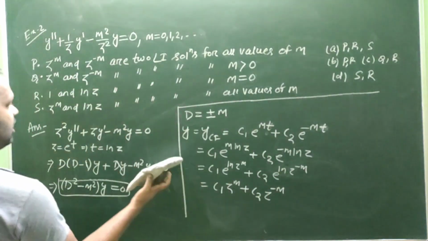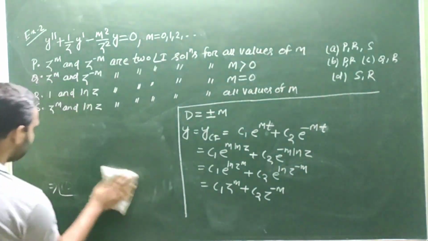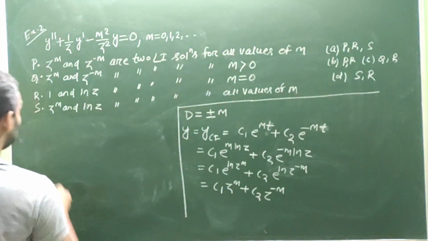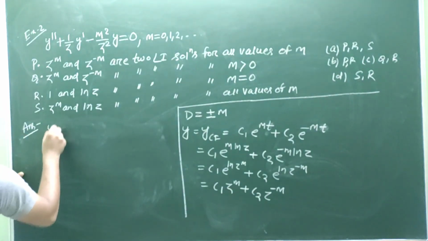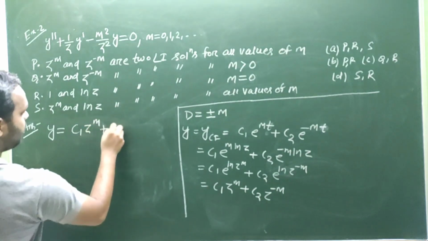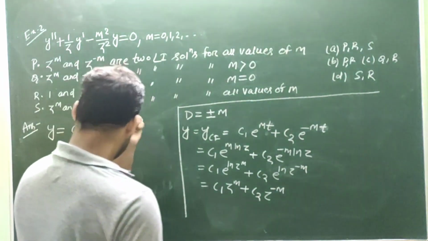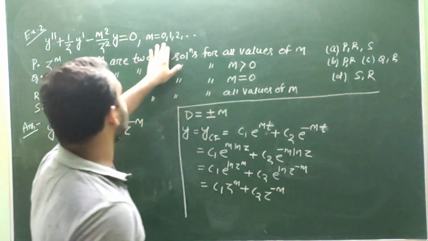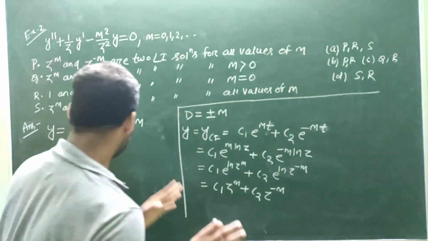Let me write it down here and let's do some analysis. This is a very interesting part. I enjoy this kind of question because there is so much analysis to do. The answer you got, y is equal to C1 z power m plus C2 z power minus m. You can simply say m is given as 0, 1, 2, 3, so this solution should be for all m. But that is definitely wrong.